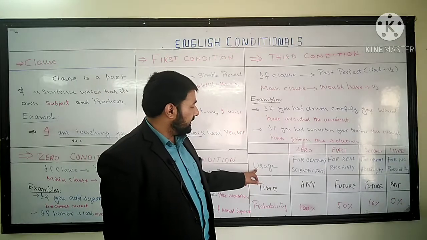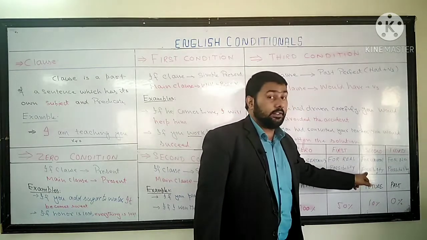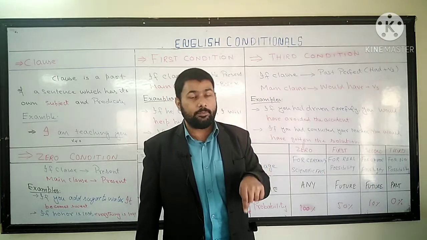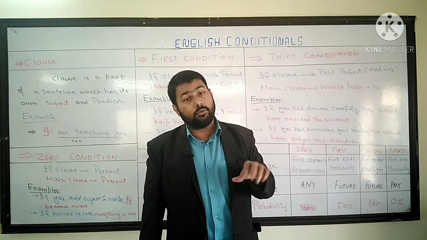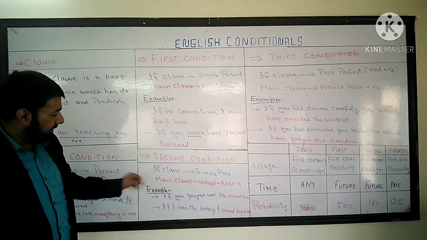First of all, we will discuss its usage for unreal things, but with possibility. Unreal happening, but if it would have happened, it would be possible. Now let's come again to the examples.